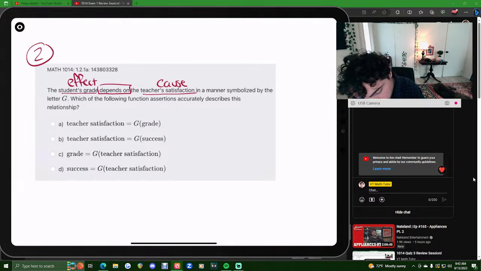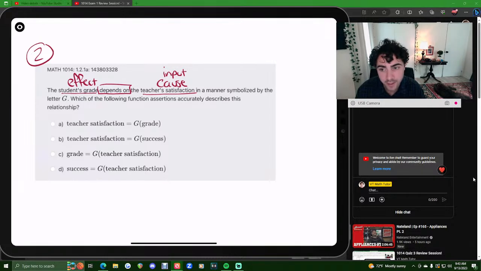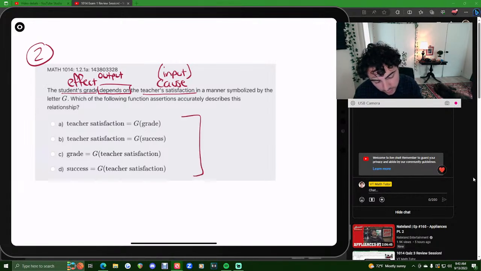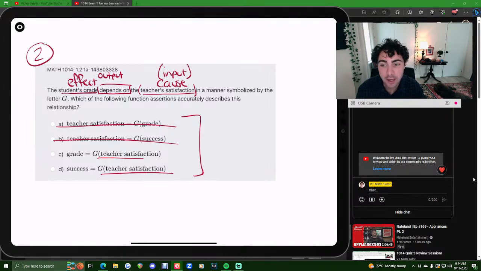And so the cause is like the input, and the effect is like the output. What I look for is for the input to be inside parentheses when we're scanning through these equations. So I want to see teacher satisfaction, or maybe just satisfaction. How do they word it? They say teacher satisfaction. So we look for teacher satisfaction inside the parentheses. That allows us to eliminate A and B. Then we want to see the student's grade, the effect, as the output. We want to see it on the opposite side of the equation.